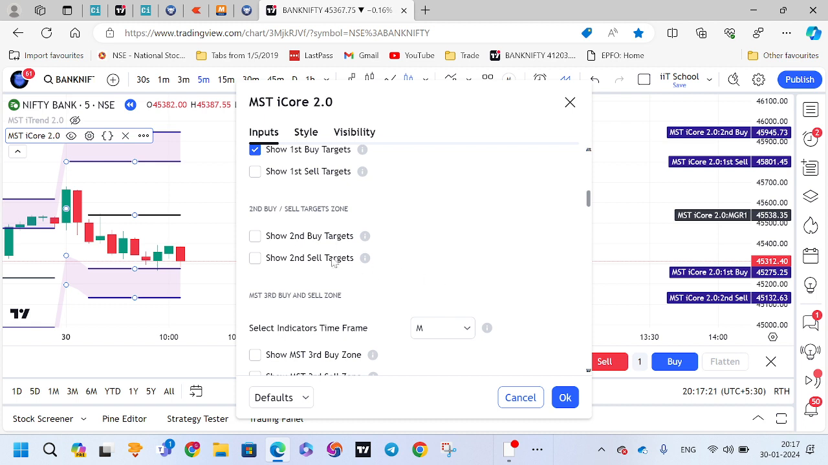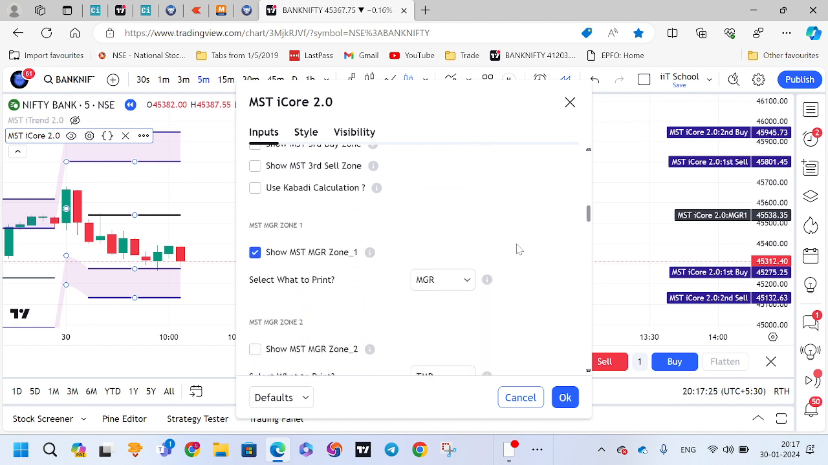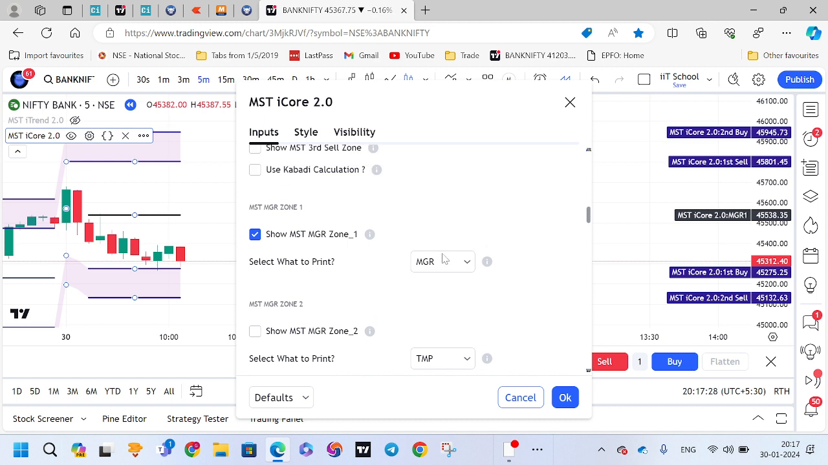So now I am enabling the buy, and also enabling the second sell target. Why? If SL is hit, I have to go for the reversal entry.